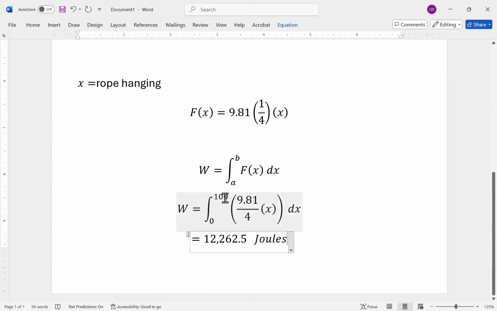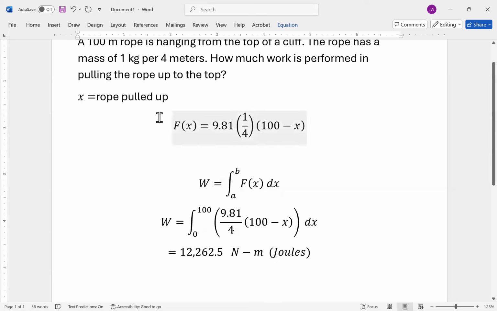Because of this kind of weird thing with the integration where I started at 0 and ended at 100, that's why I like X to be the amount of rope pulled up. I like this method better because it makes more sense to me that you start at 0 meters pulled up and then you end at 100 meters pulled up after you've pulled up the whole thing. So I like this setup a little bit better. It makes more sense in my integration bounds to me.